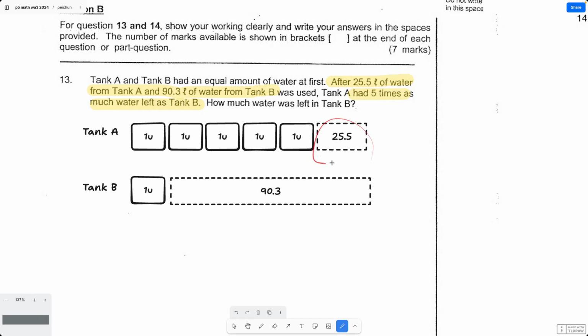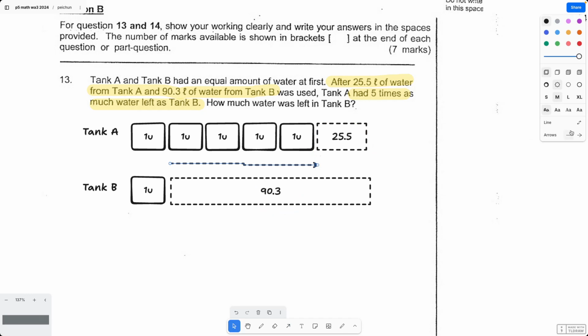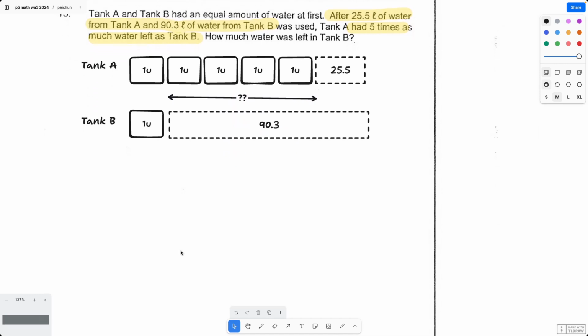90.3 minus 25.5, then we can actually get this number over here. So I'm just going to remove this, right? So we can get this number, which is basically 4 units, right? Okay, so in this case, what we can do is we say 4 units is equal to 90.3 minus 25.5, okay?